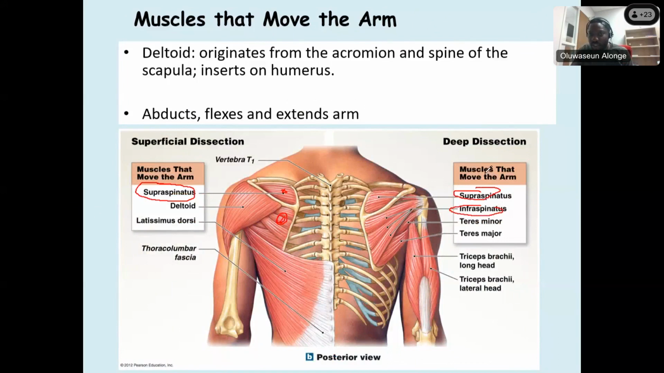Now, when you're talking of the muscles that move the arm, I use this actually. I use SIT or SIT L. So you see, this is supraspinatus, this is infraspinatus, and this is teres major, teres minor. So it is SIT. So supraspinatus, infraspinatus, teres major, teres minor. Or teres minor, teres major, if you go in that order. So that's supraspinatus, infraspinatus, teres major, teres minor, which is the small one, and teres major, the big one.